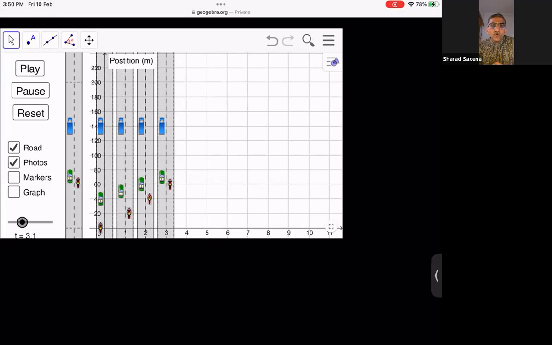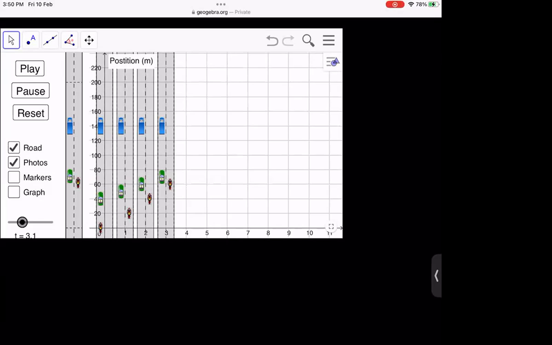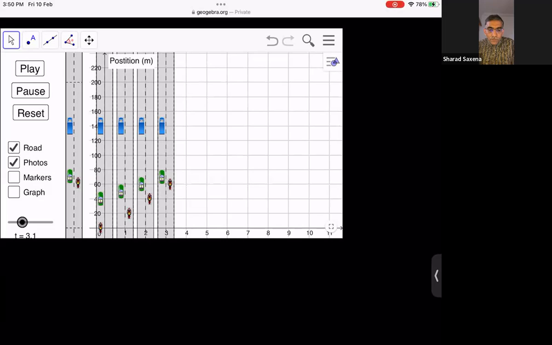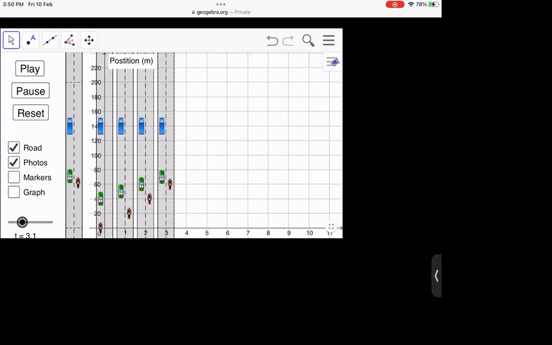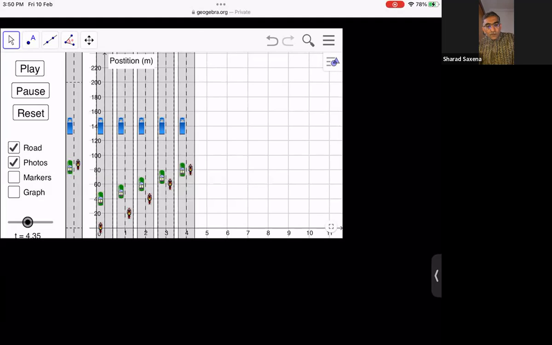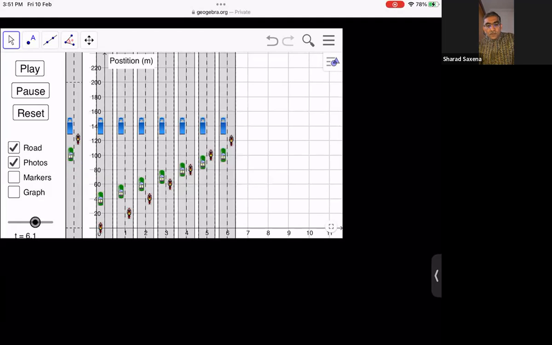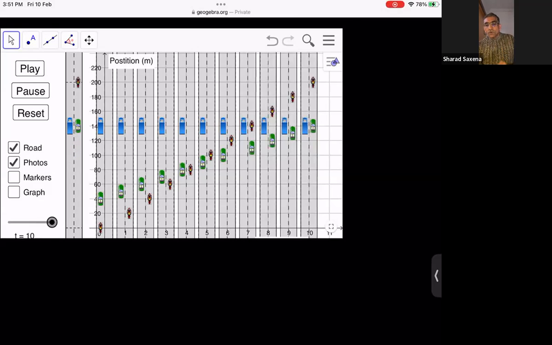You can ask the children, what do we notice here? We notice that the bike seems to be moving faster. Bike is about to overtake. It is catching up with the car. And it has caught up with the car. And it moves further. It overtakes the car and so on and so forth. There we go. Right? I do the same thing.